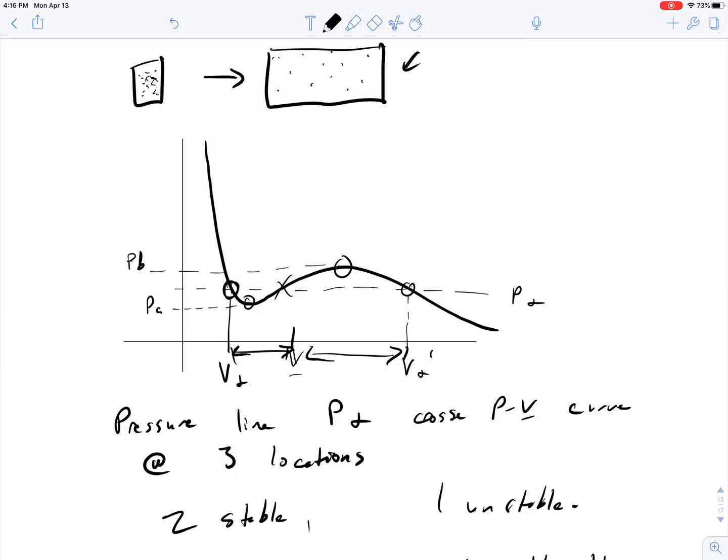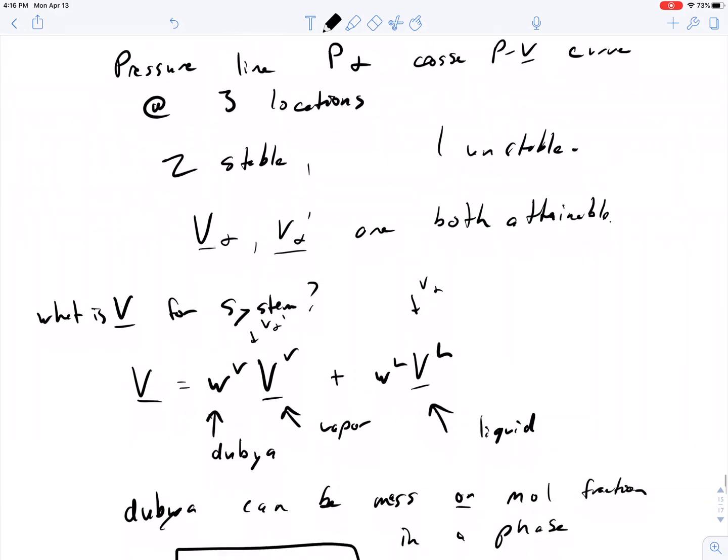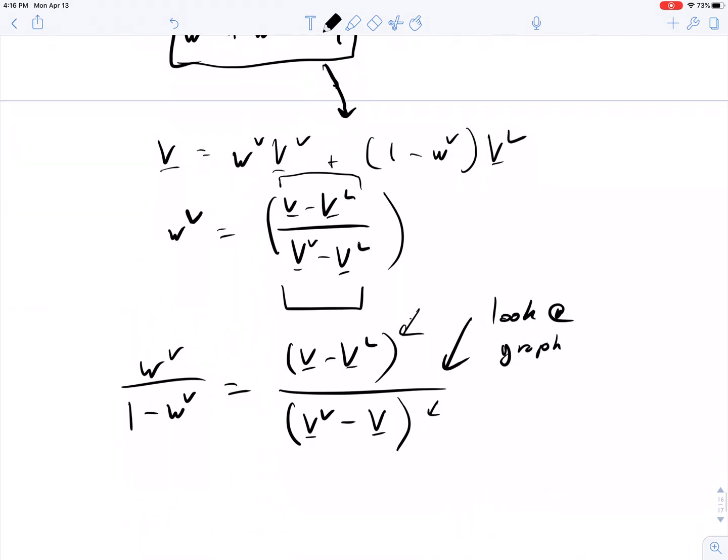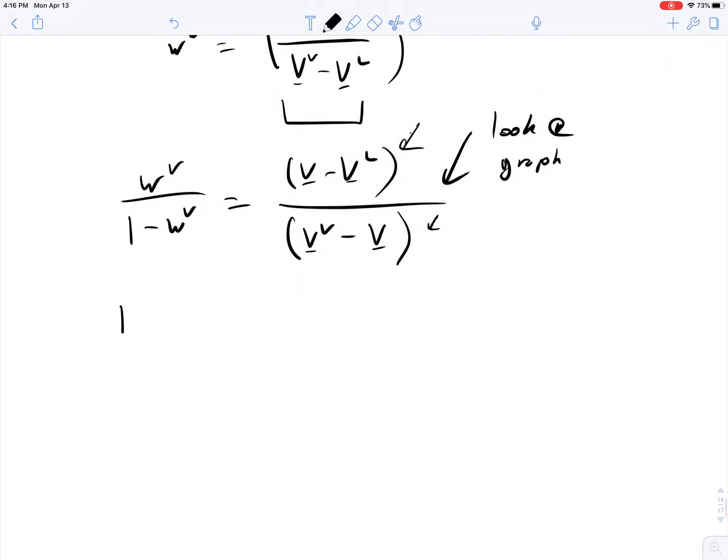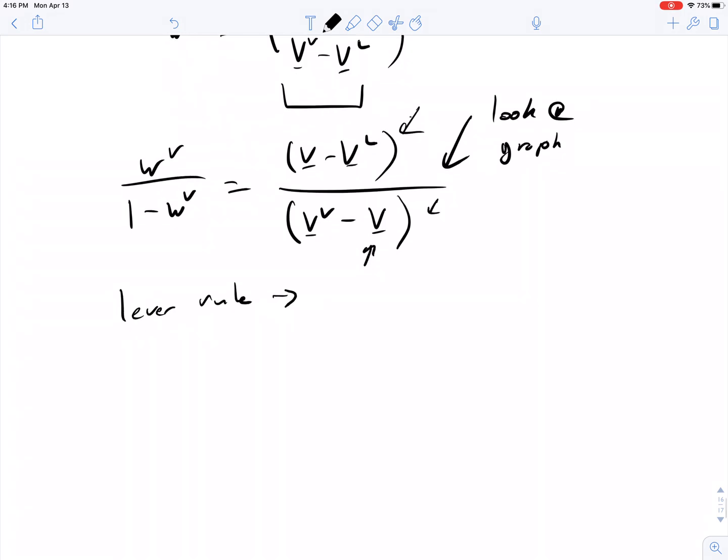I like to learn from graphs a lot more than trying to just plug through numbers. It's very conceptual to look at graphs. So what this is called is simply the lever rule, because you're making a lever out of the graph that's balanced on this V in the middle. So this is the lever rule, and you can actually apply it to all other kinds of variables. So that's the basics of that.